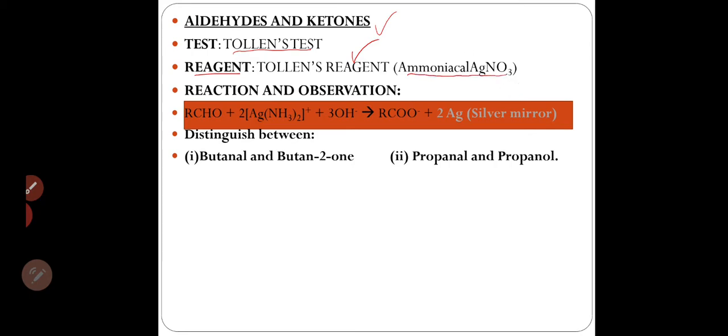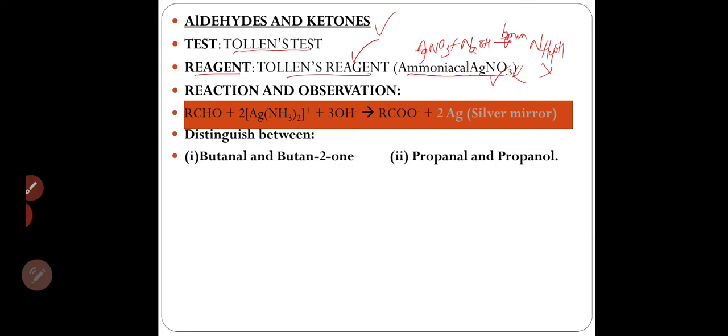So how do you prepare this? We can easily prepare this in the lab. We take silver nitrate and sodium hydroxide, and a brown precipitate comes. To the brown precipitate we then add ammonium hydroxide. Then you'll get a clear solution. That clear solution is ammoniacal silver nitrate, Tollens reagent.